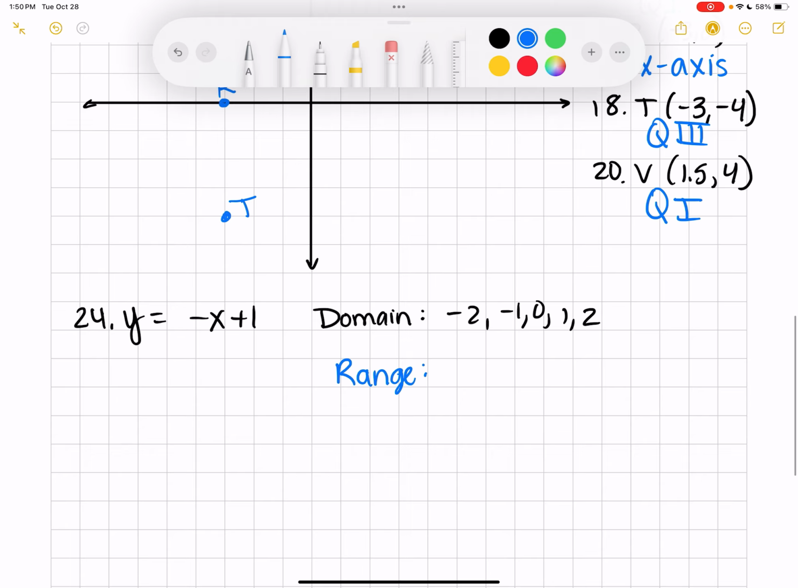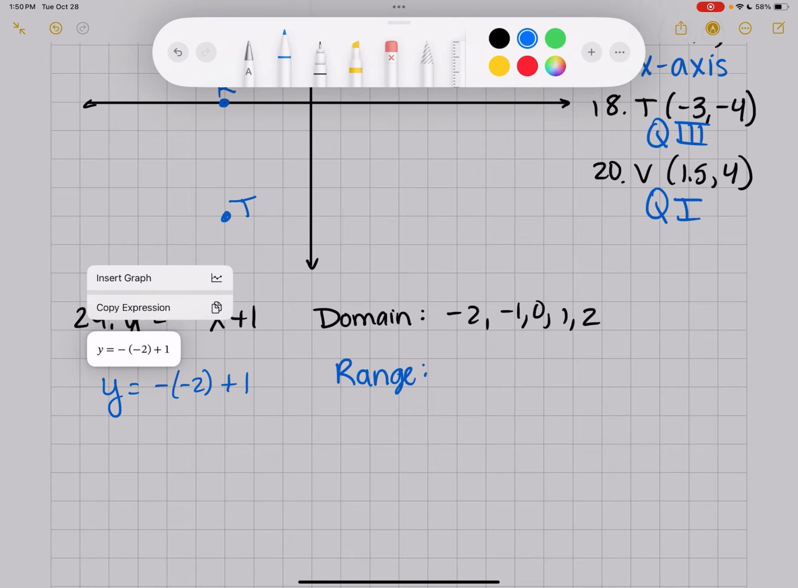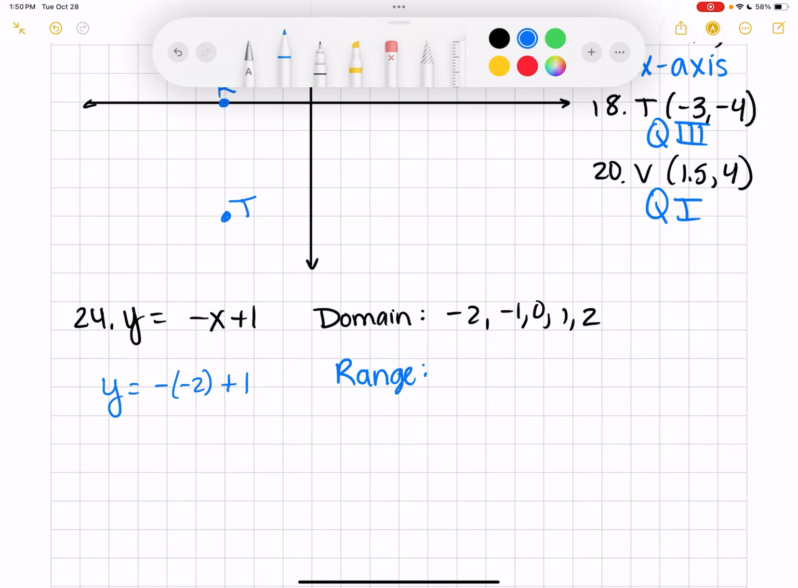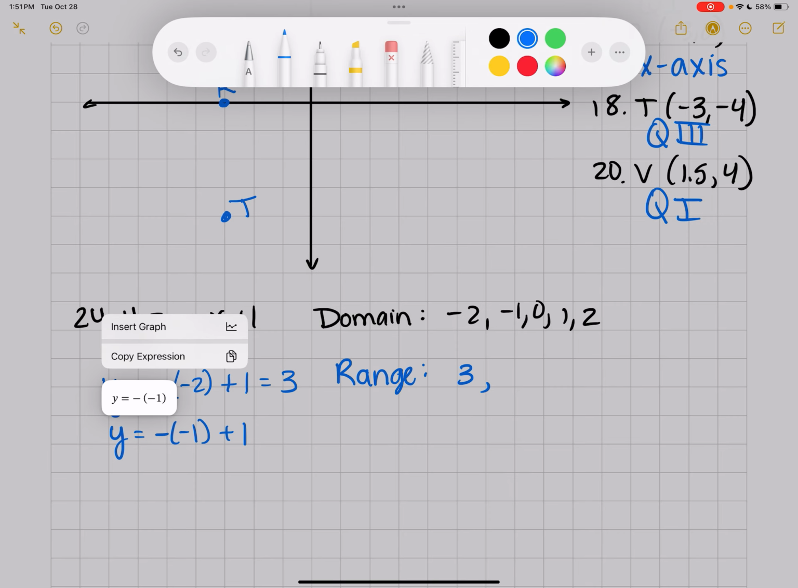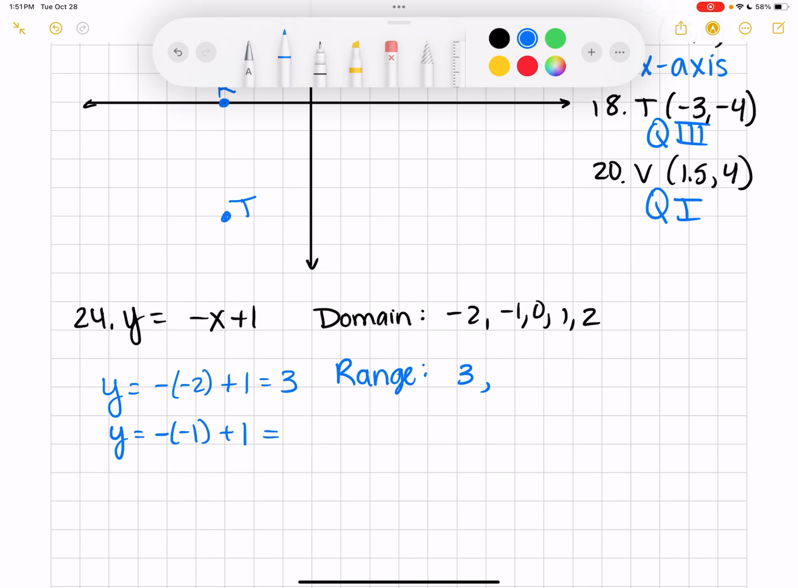So y equals negative times -2 plus 1. So what is that equal to? 3. So that goes there. I'm going to put in -1, so y equals negative times -1 plus 1. So what does that equal to? 2. I'm going to plug in 0. So y equals 0 plus 1, which is 1.